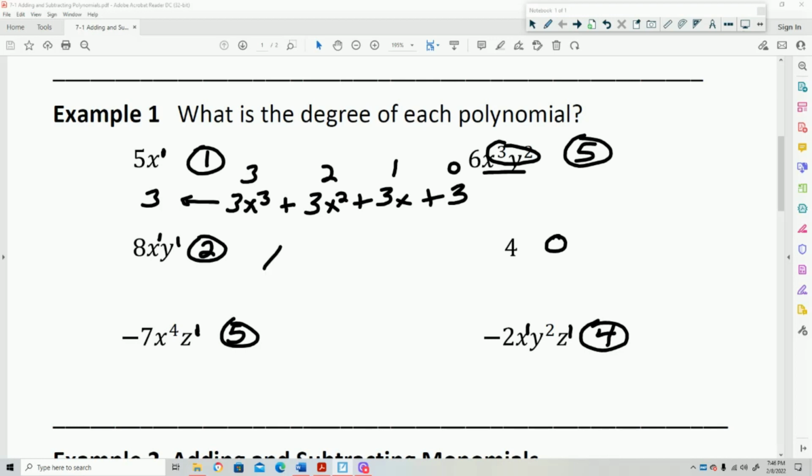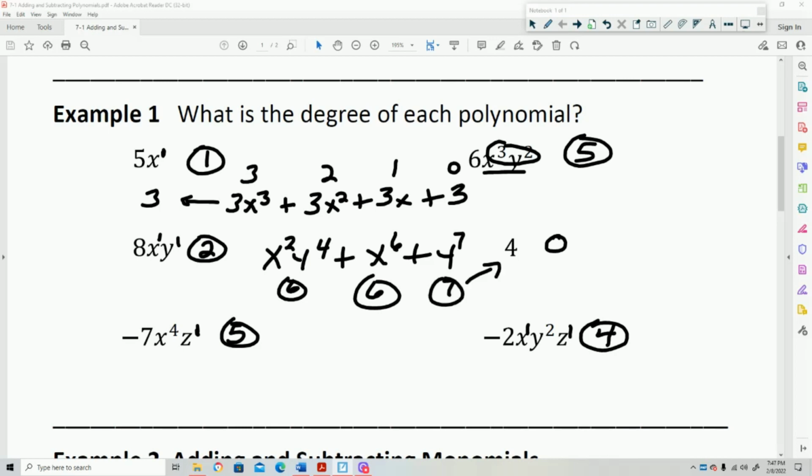Okay, so if I had x^2y^4 plus x^6 plus y^7, this has a degree of 6, this has a degree of 6, and this has a degree of 7. So we would say this polynomial has a degree of 7. Again, we don't add across the addition signs. We take the largest of the 3 degrees, and the largest is 7. Okay, I think that adequately defines what degree is and covers basically what you're going to see in this lesson.